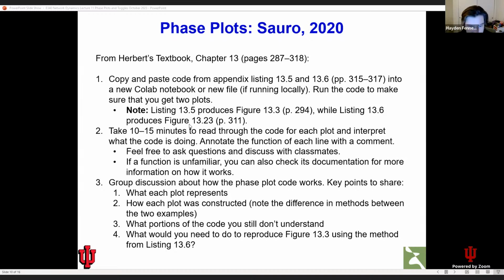So let's go ahead and talk about this for a couple of minutes as a group. So I guess first of all, any lingering questions before we open up that people want to have addressed up front?